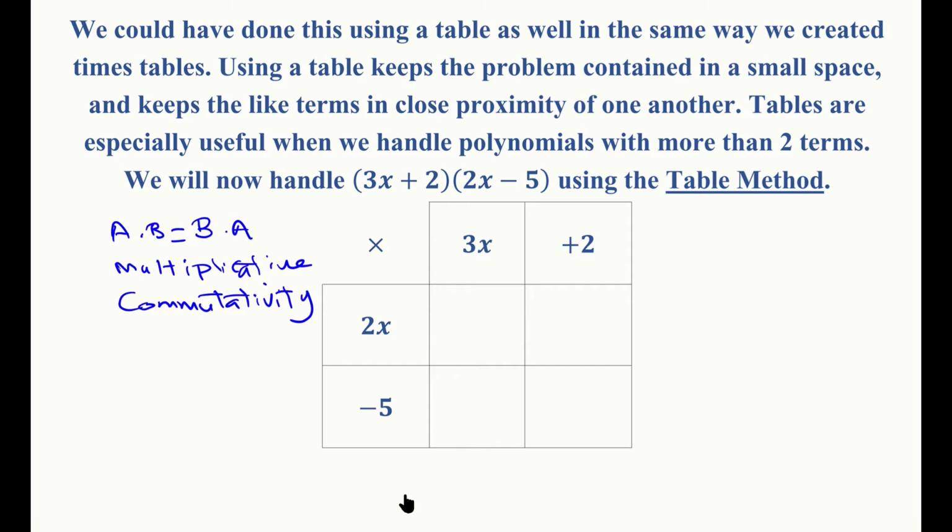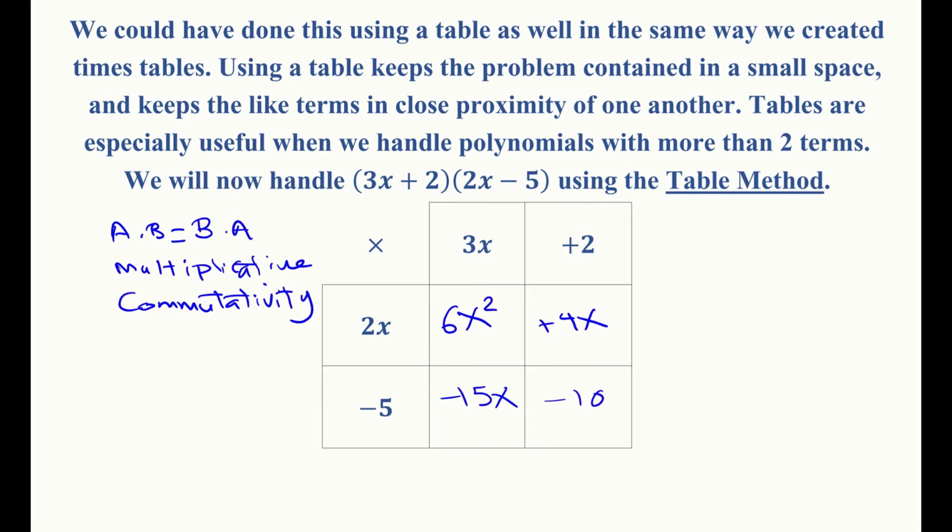For short. So now we just go ahead and, just like a times table, we'll go ahead and multiply this by this and write the result here. So 2x times 3x gives us 6x squared, and then 2x times positive 2 will give us positive 4x, and then negative 5 times 3x gives us negative 15x, and negative 5 times positive 2 will give us negative 10.